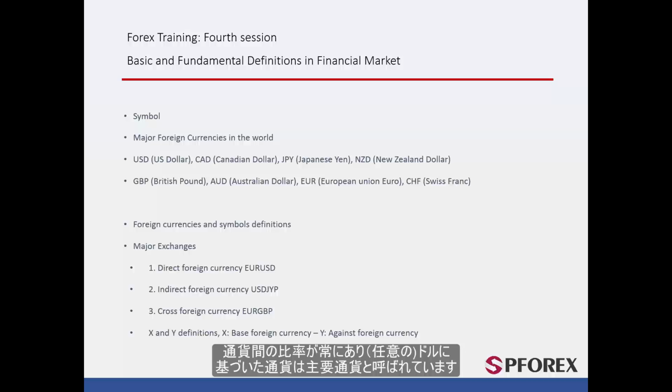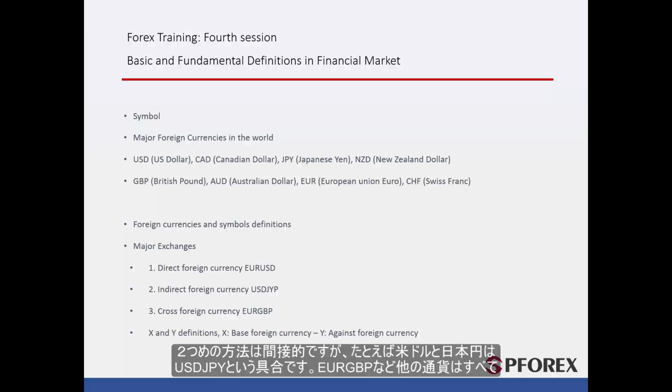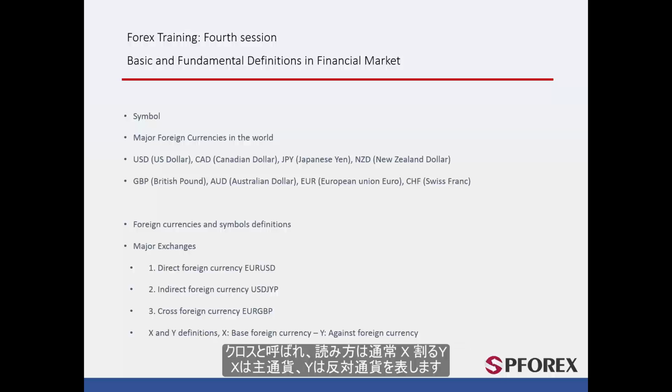Currencies based on a dollar of any kind are called major currencies. These are written in 2 different ways. In a direct form, for example, the euro and US dollar is EUR USD. The second way is indirect, for example, the US dollar and Japanese yen, USD JPY. All other currencies, like EUR GBP, are referred to as cross and are usually read as X divided by Y, where X represents the main currency, while Y specifies the opposing currency.